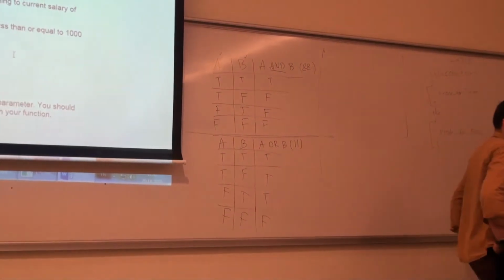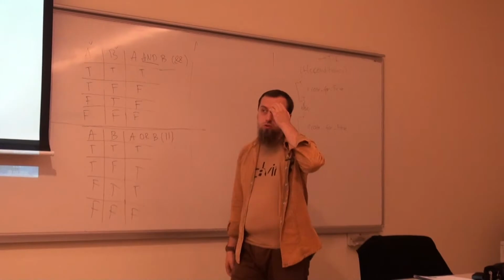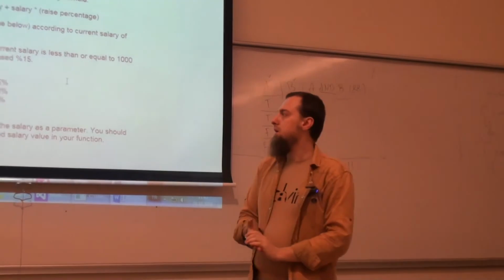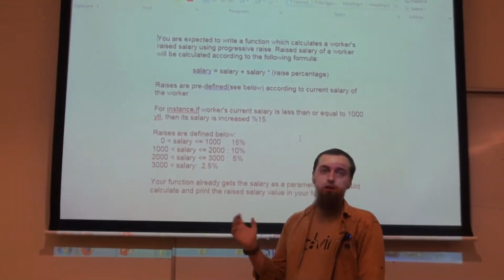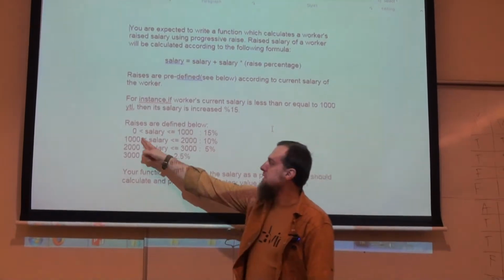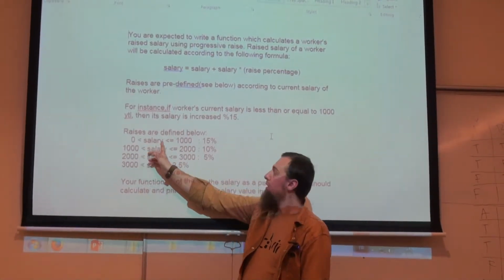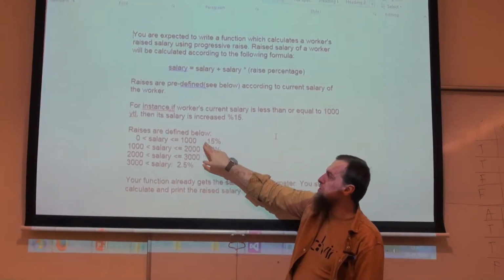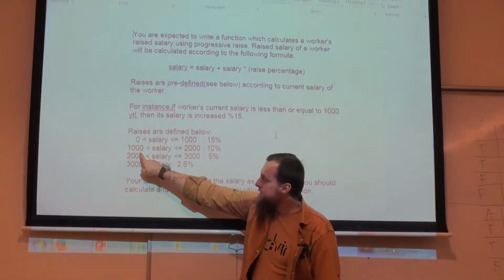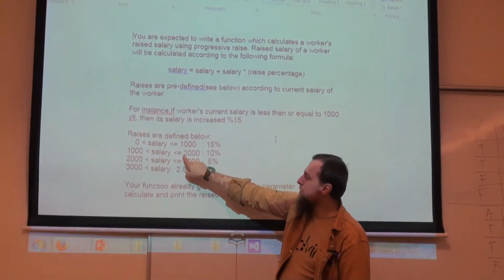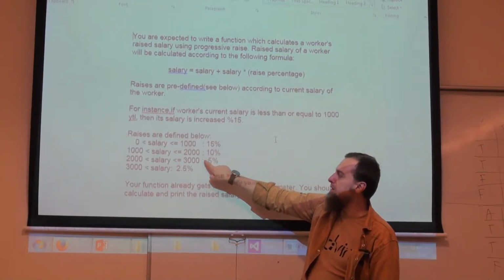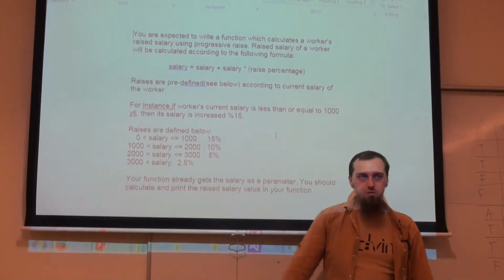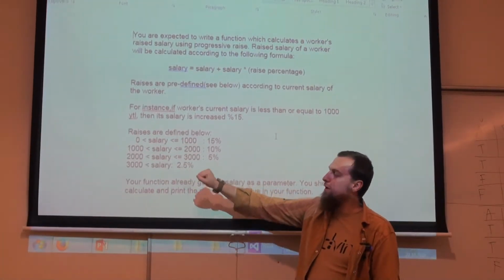For the ones that just came, we should write a program that is going to calculate the raise of the salaries. Namely, let's say that if a worker has a salary in this range, greater than 0 and smaller or equal to $1,000, he or she should have a raise of 15%. If it's greater than 1,000 and smaller or equal to 2,000, the raise is 10%. If it's in this range, it's 5%. And if it's greater than 3,000, the raise should be 2.5%.